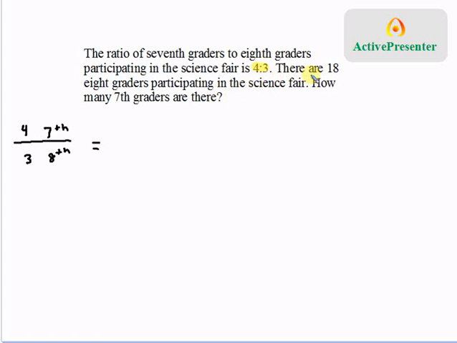Now, we also know that there are 18 8th graders. We know that there's a relationship between 7th graders and 8th graders, that the ratio is 4:3. So, if we have 18 8th graders, we have to make sure that we put those on the bottom with our other 8th graders. Then how many 7th graders are there? Again, we know that there is a definite relationship between 7th graders and 8th graders. 4:3 is equal to how many to 18? So let's write that out. 4/3 is equal to something over 18.